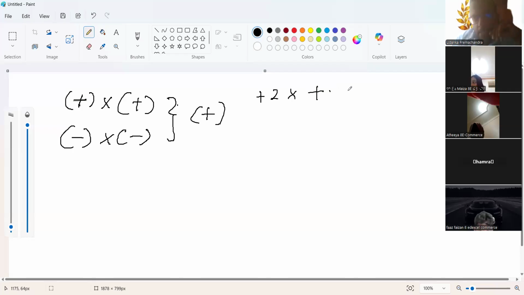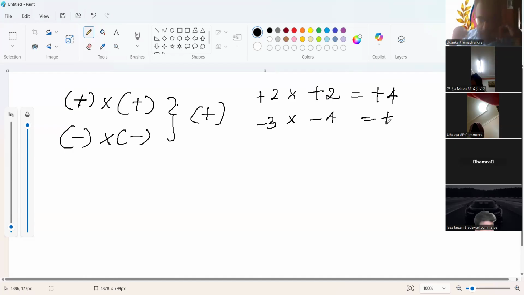Plus 2 into plus 2. What should be here? Plus into plus, it becomes plus. It's plus 4, no? Minus 3 into minus 4. What should be there? Minus into minus, it becomes plus. 3 into 4, it should be 12.